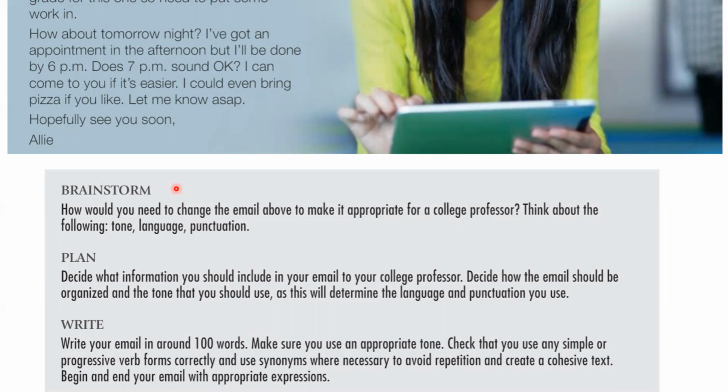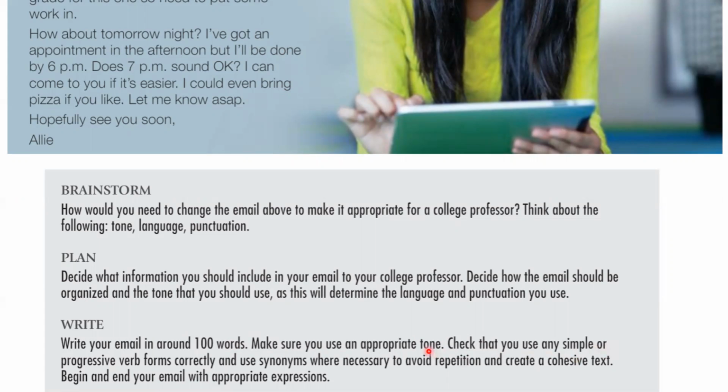All right? When you finish thinking, now you're going to plan. You're going to decide what information you should include in your email to your college professor. And then you have to decide how the email should be organized and the tone that you should use, as this will determine the language and punctuation you use. Finally, you're going to start writing. Write your email in around 100 words. Make sure you use an appropriate tone.